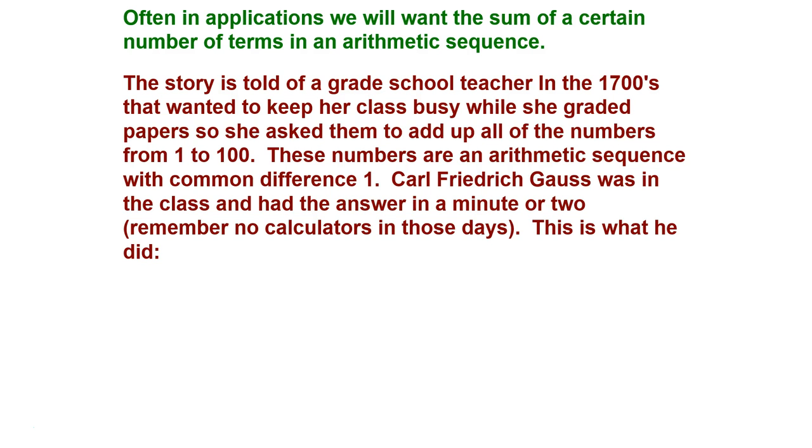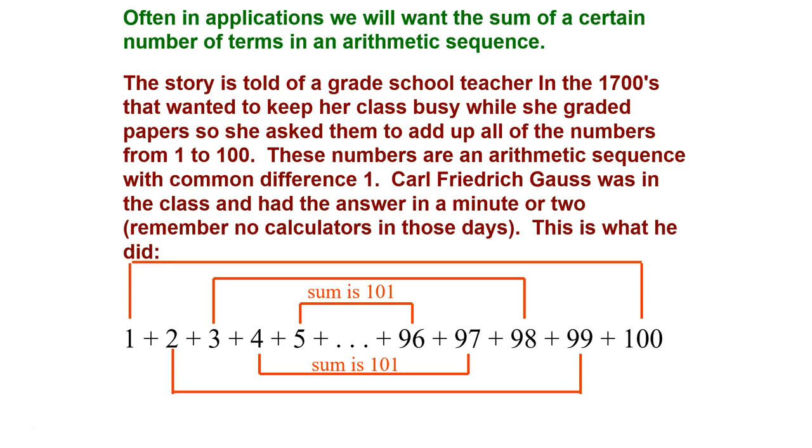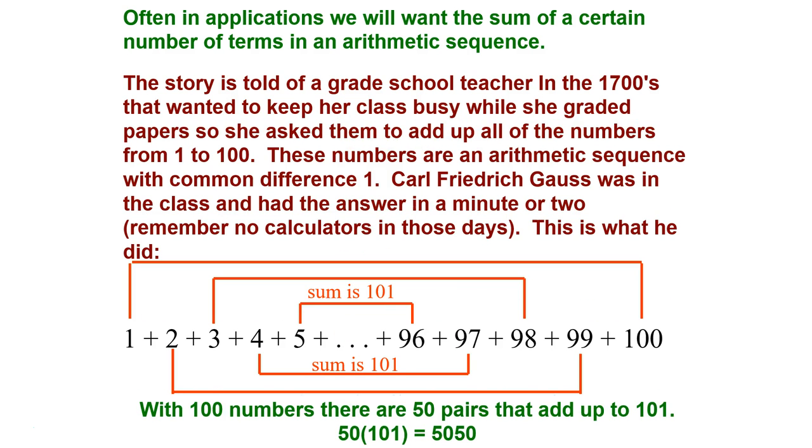Carl Friedrich Gauss, who went on to become a very famous mathematician, was in the class and had the answer in a minute or two. Remember, no calculators in those days. This is what he did. He noticed that pairs of numbers added up to 101. 1 plus 100 was 101, 2 plus 99 is 101, 3 plus 98, 4 plus 97, etc. With 100 numbers, there are 50 pairs that add up to 101, so 50 times 101 is 5,050.